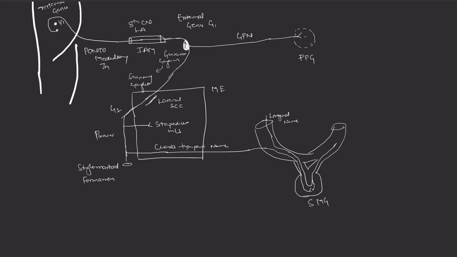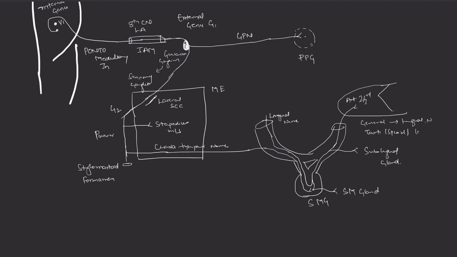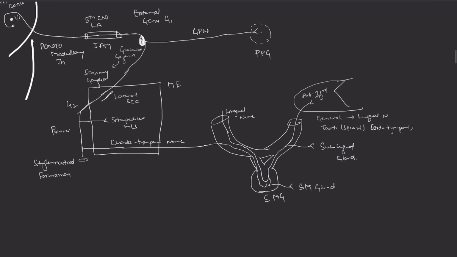It gives a branch to the submandibular gland and a branch to the sublingual gland, and it supplies the anterior 2/3 of the tongue. General sensation from the anterior 2/3 is supplied by the lingual nerve, and the taste, that is the special sense, is supplied by the chorda tympani nerve.